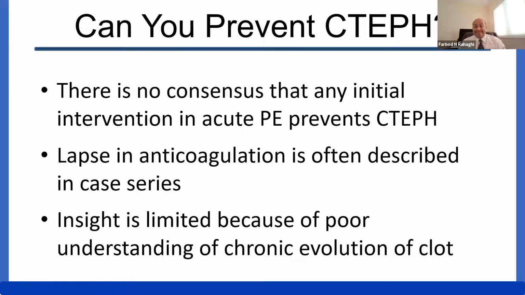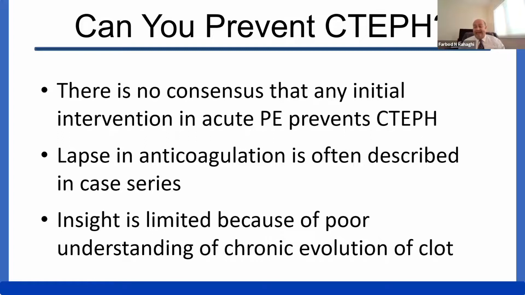So can you prevent CTEPH from happening? And this is, again, an area of intense research and where there's a lot of unknowns. I think that it makes some degree of common sense that if you can get rid of the clot when you diagnose someone with acute PE, that it may decrease the chances of developing chronic thromboembolic disease. But at the same time, we don't really know what causes it. So it's not clear whether the initial size of the clot or how aggressive it's treated actually prevents CTEPH.